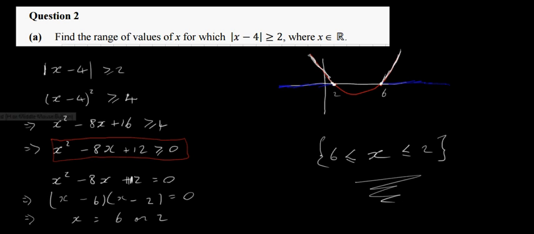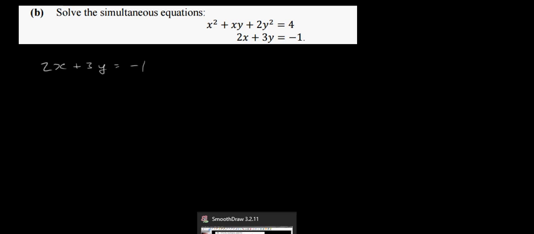Let's have a look at part B. We have to solve these simultaneous equations, or solve these equations simultaneously. So let's have a look. Normally what we got here is one equation with an x squared and a y squared in it. Down here we've got this linear equation. So usually what you do then is you would take the linear one, x plus 3y is equal to minus 1, and you would take the x or the y, whichever you like, and just express it in terms of the other variable. So what I'm going to do is take the x and express it in terms of y.